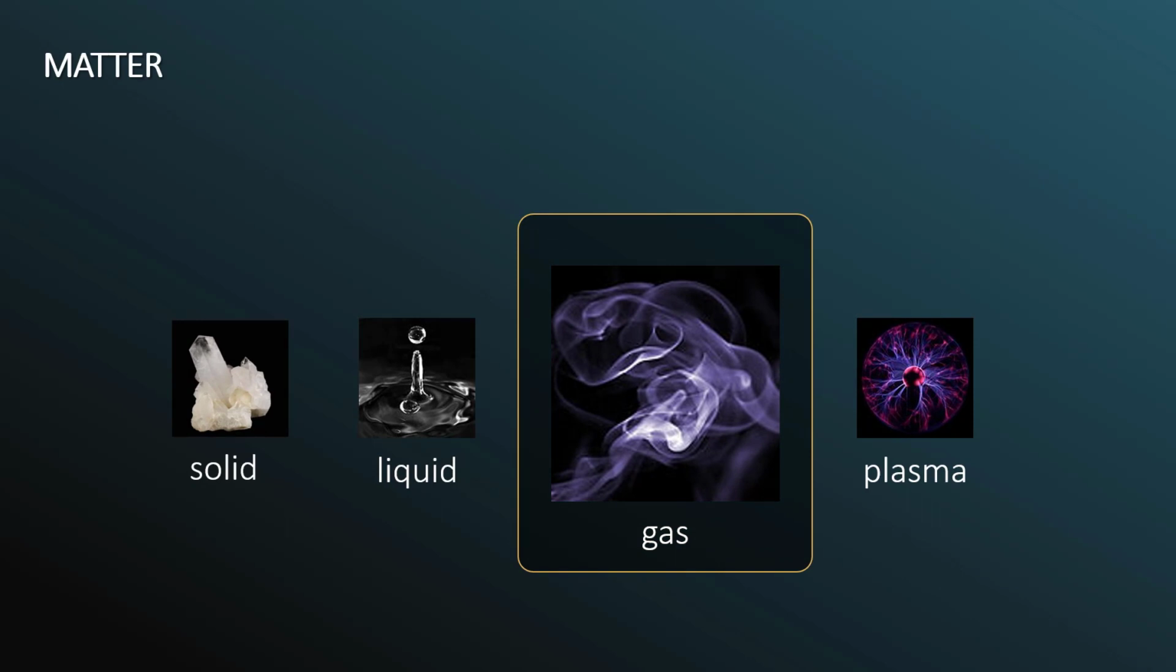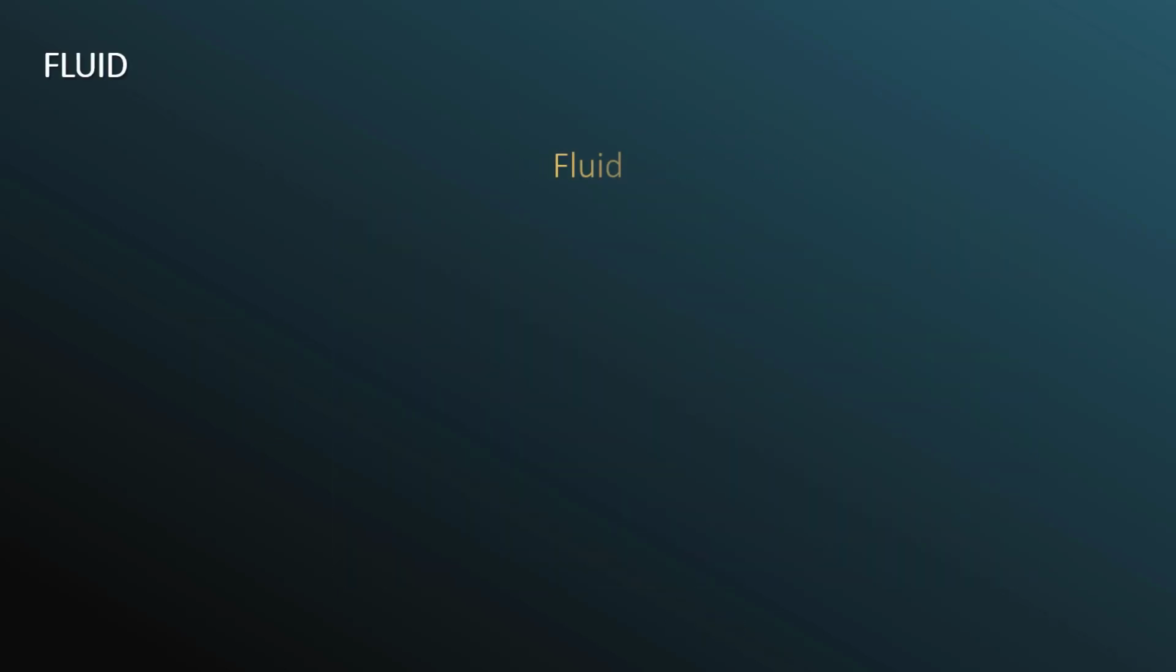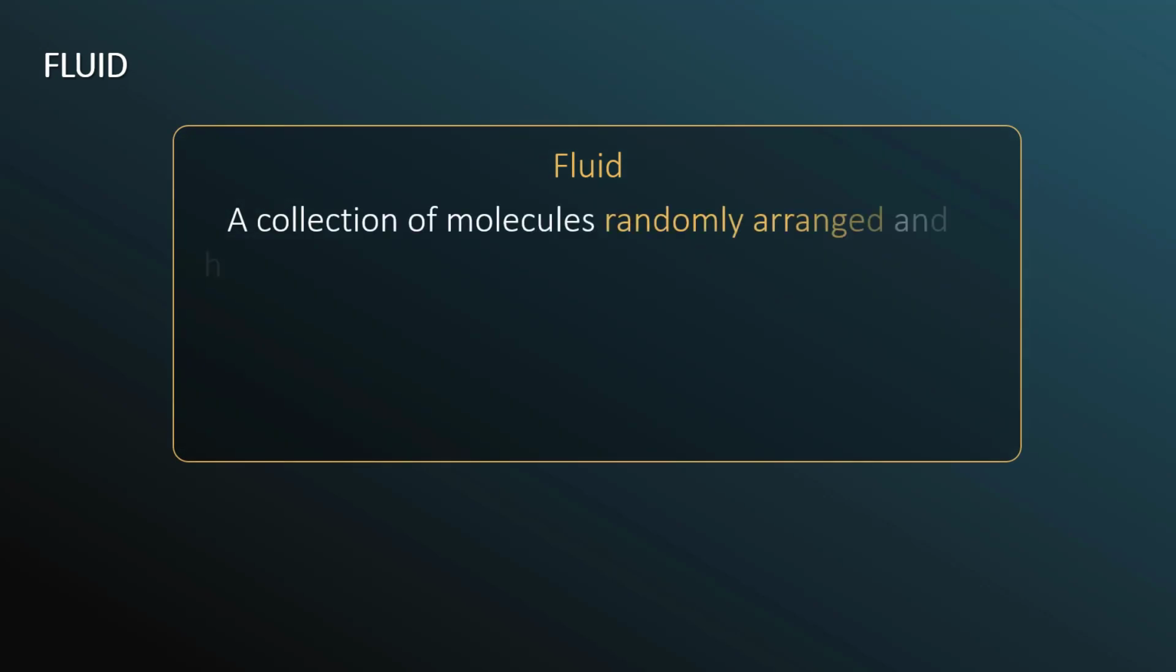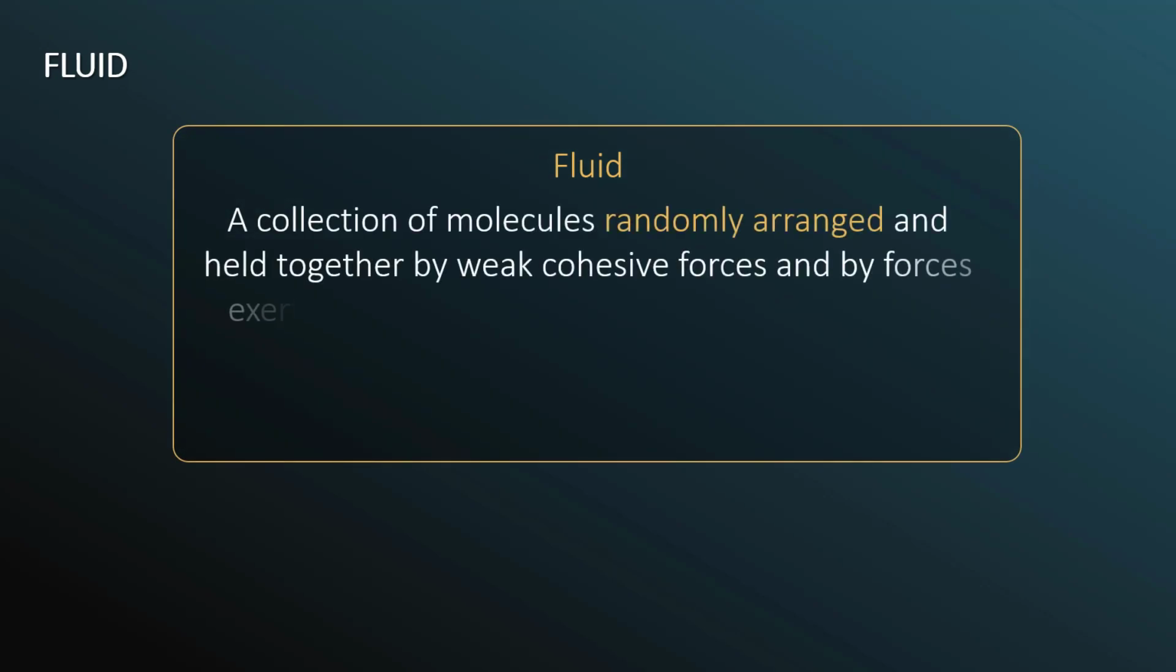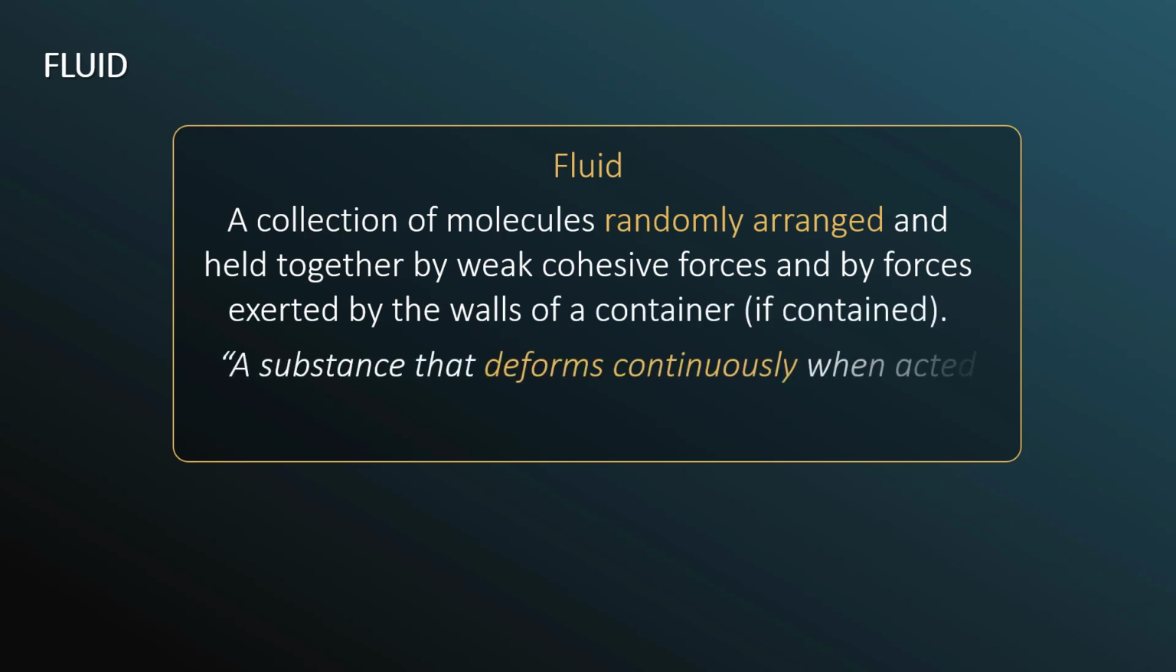Some characteristics of gases are that they have a non-constant shape and a non-constant volume. And again, as another reminder, all three of these are considered fluids. And fluids, as we defined previously, are a collection of molecules randomly arranged and held together by weak cohesive forces and by forces exerted by the walls of a container, if contained. In other words, a substance that deforms continuously when acted on by a shearing stress of any kind.